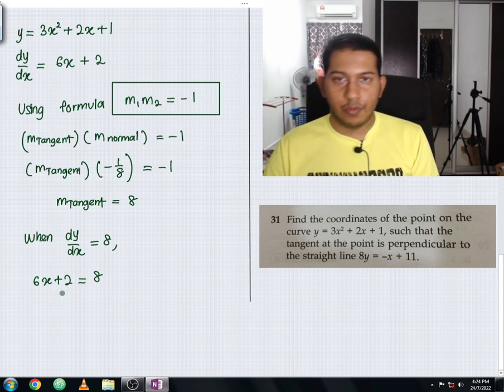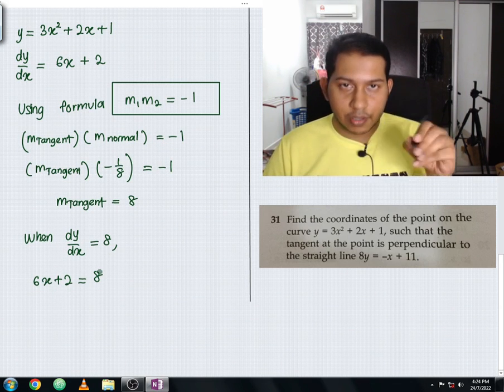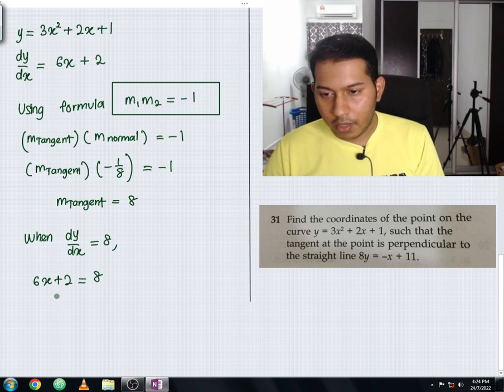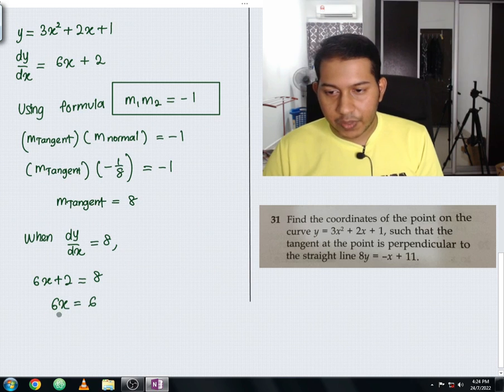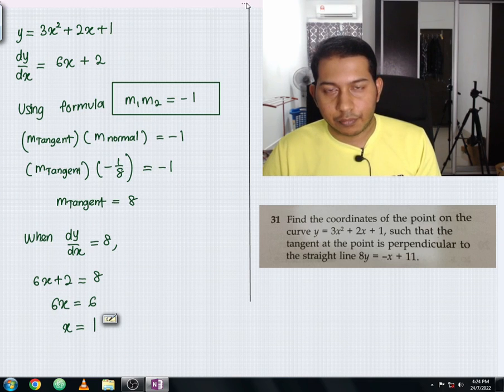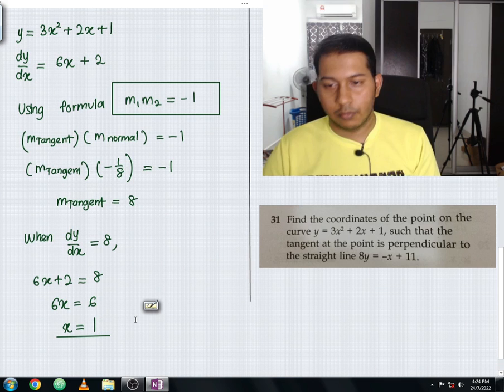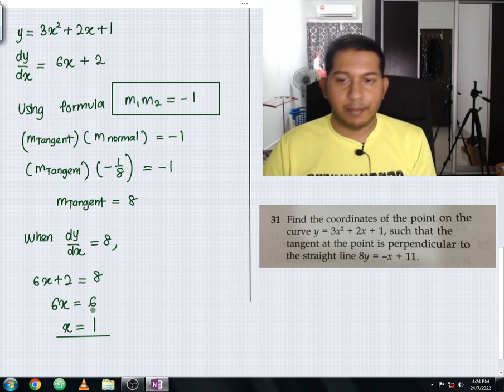This 2 from the left hand side, you move it over to the right hand side, it will be minus 2. So 8 minus 2 will be 6. So from here 6x will be equal to 6. So from here you get x equals 1. So this is your third step.